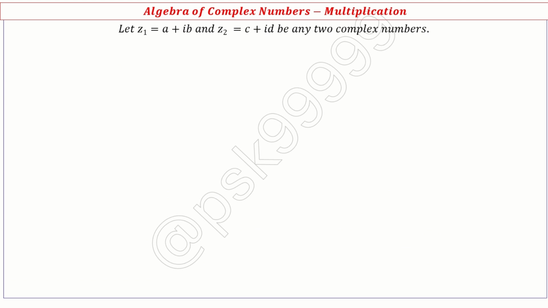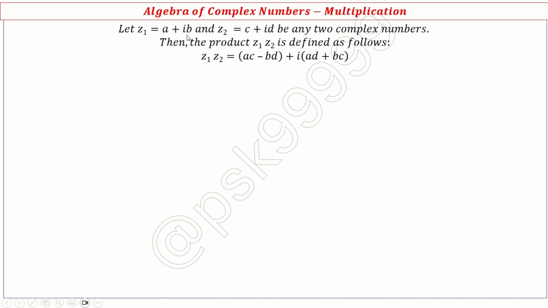Similarly, let's see multiplication. Multiplication is defined as Z1 into Z2 equal to, you just multiply them, and what you get is AC minus BD. Why minus BD? iB into iD is nothing but i square BD, and i square is minus 1, so you get minus BD. It is a simple polynomial multiplication, like x plus y into, let's say, a plus b. You multiply the same way. Only thing is, take care that i square is minus 1, so the i square term becomes a real part. So AC minus BD plus i times AD plus BC. This is how multiplication is defined.